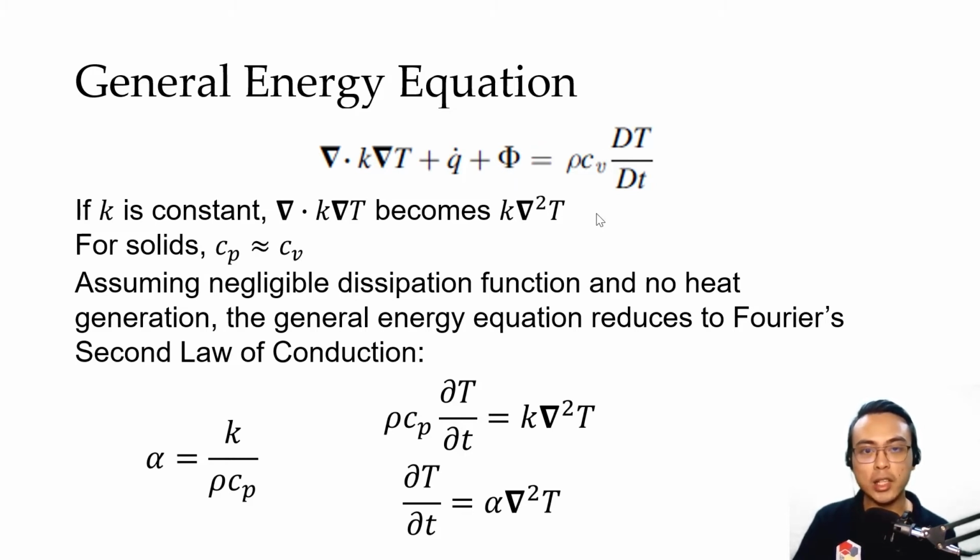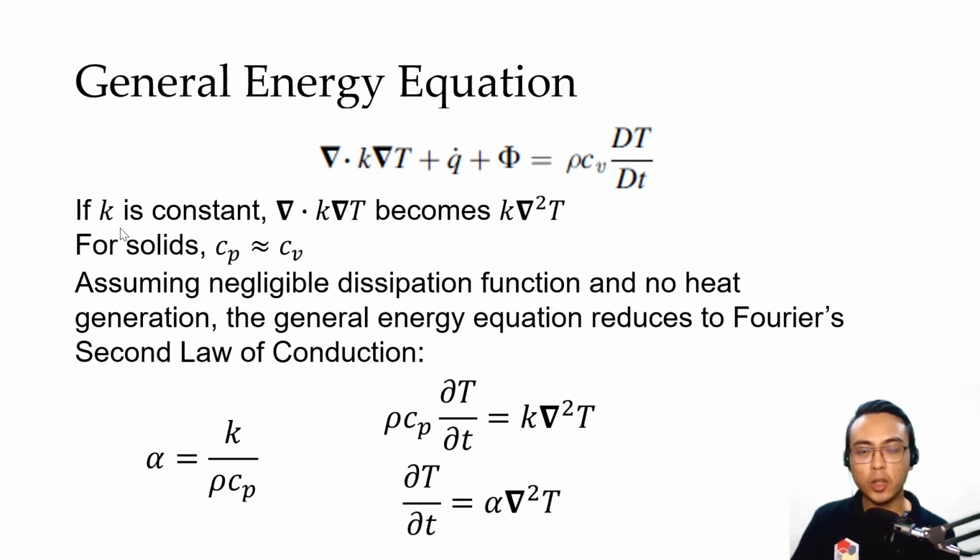And on the right-hand side of the equation, we have our time derivative of the temperature. So just as what we did in momentum transfer, if we are assuming that the heat transfer is steady state, then this term here is 0 because it's a time derivative. Okay, so we have here several assumptions that will simplify the general energy equation.